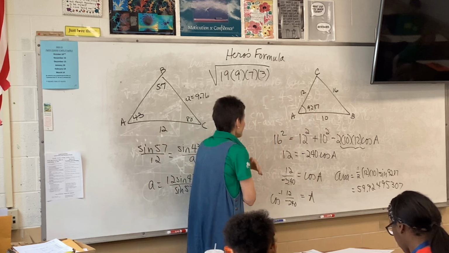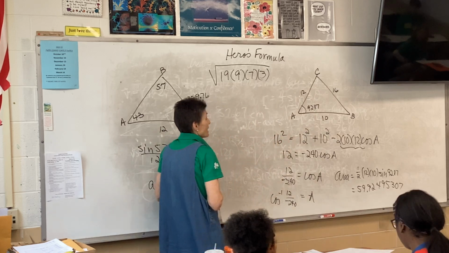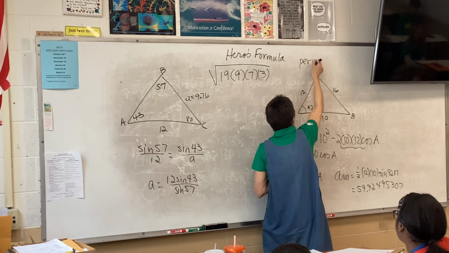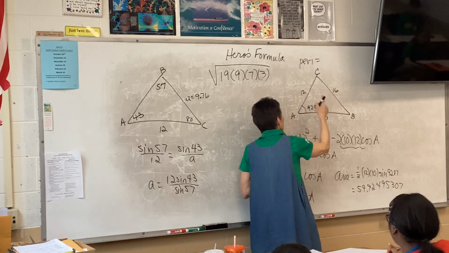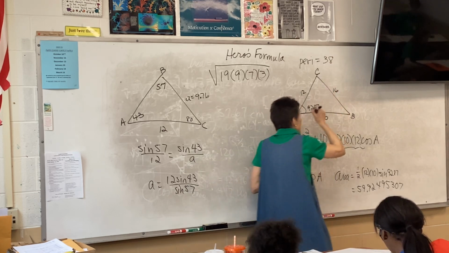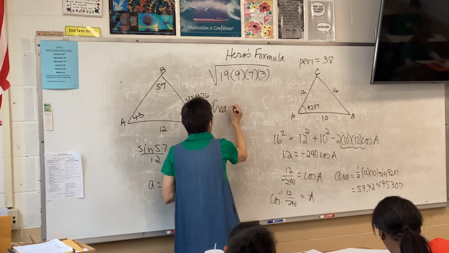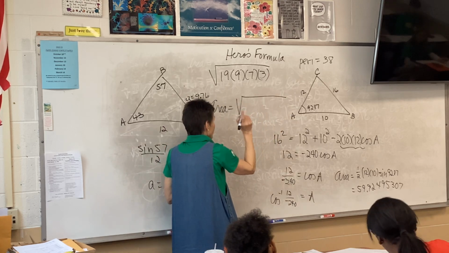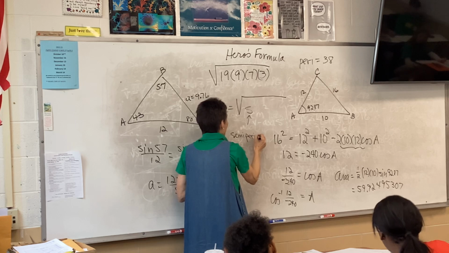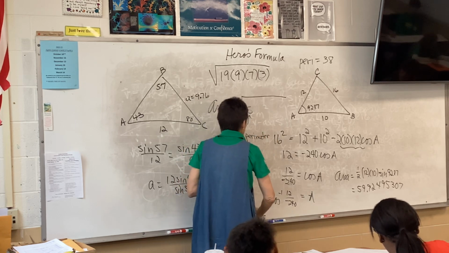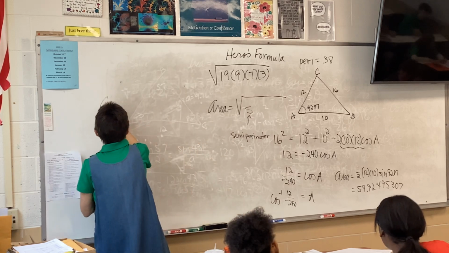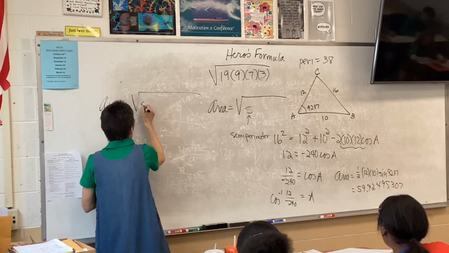okay? If you are given all three sides of your triangle, step 1, find the perimeter of the triangle. What's the perimeter of this triangle? 38. The formula says, take half the perimeter. It is called the semi-perimeter. Half the perimeter. So, I'm going to write it over here. So half the perimeter would be what? 19. So we're going to take our semi-perimeter.